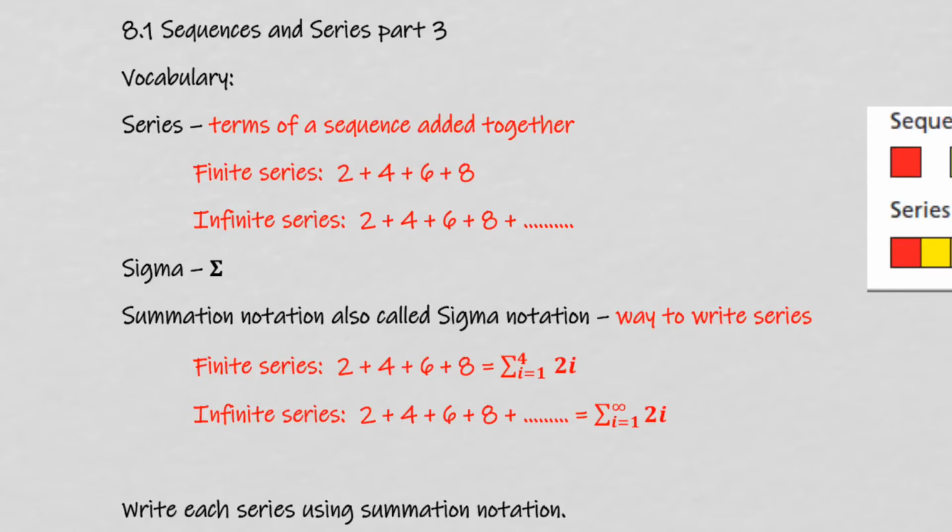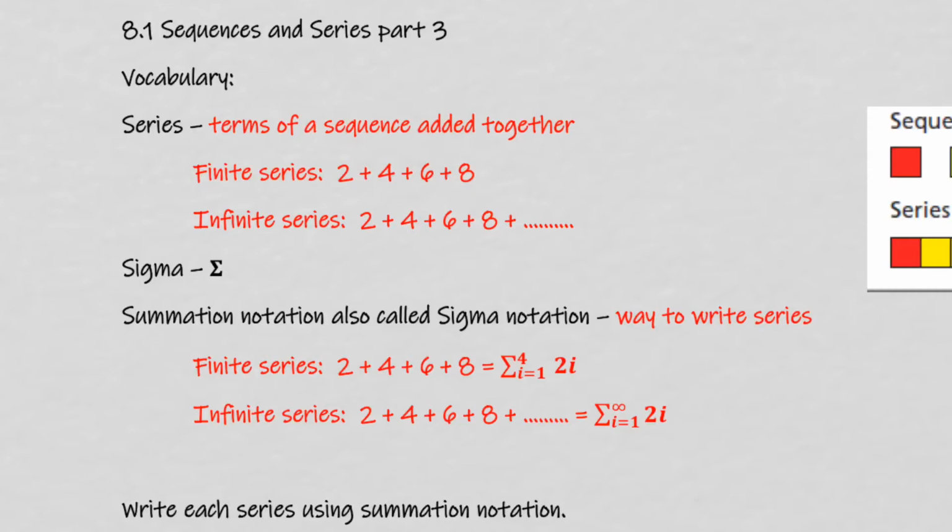So finite means there is a specific number of terms, so it ends. And then there's actually a sum. So you could add all of those up and you get a sum of 20. If it's an infinite series, you'll see it has dots and doesn't stop. Okay, so that means infinite goes on forever.